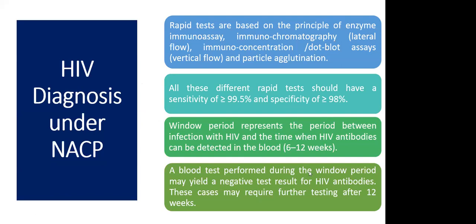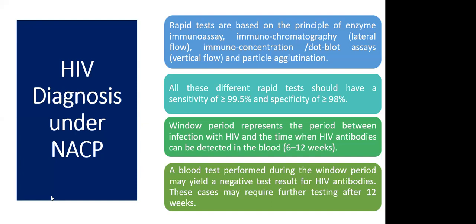So under the national program, we know that these are all just a recapitulation of our old knowledge. Rapid tests are based on principles of either ELISA or enzyme immunoassay, immunochromatography or lateral flow assay, immunoconcentration or dot blot assay or vertical flow, and particle agglutination. These are all rapid tests whose results are available within 15 to 30 minutes in a lab.